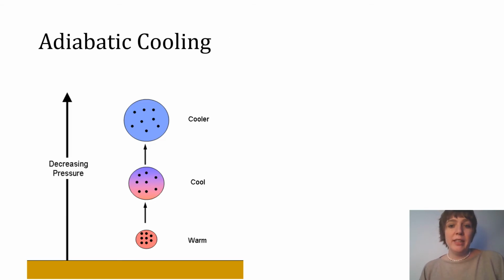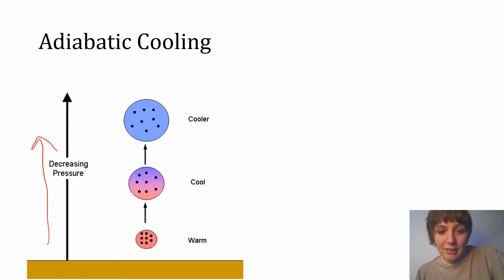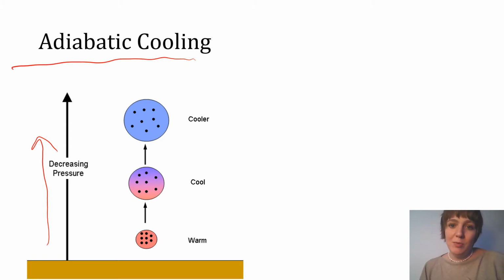So, as we can see here, as air rises into lower and lower pressures, as it gets farther and farther up, it expands, it gets bigger, and that forces it to get colder and colder at the same time. Now we call this type of cooling adiabatic. Adiabatic just means that there's no energy input to the system and there's no energy lost from the system. Instead, all of the cooling is due to a change in volume of that air parcel.